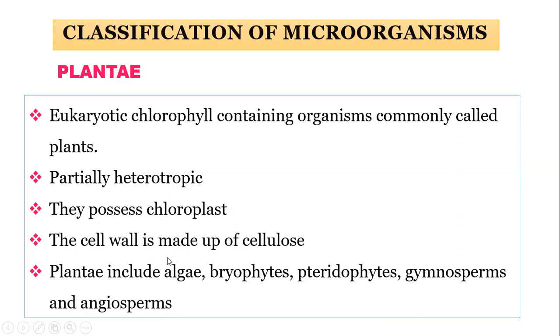And the cell wall of these plants is made up of cellulose. Okay. So the Plantae include algae, bryophytes, pteridophytes, gymnosperms, and angiosperms. All together are categorized under the kingdom Plantae.